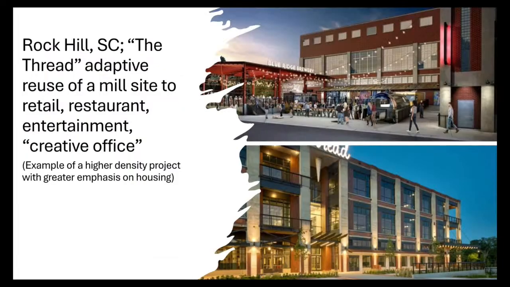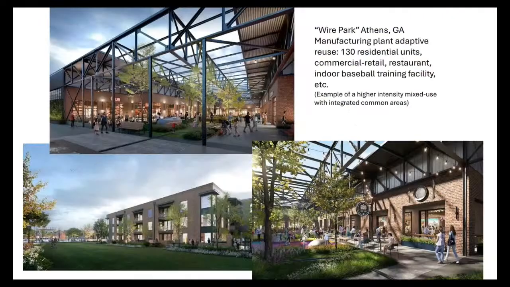Rock Hill, South Carolina. This is the Thread project. This is adaptive reuse of a mill site to retail, restaurants, entertainment, sort of a creative office, a higher density project with a bit more emphasis on just the housing piece. In Athens, Georgia, reuse of a manufacturing plant. This has 130 residential units, commercial restaurants, also an indoor baseball training facility.